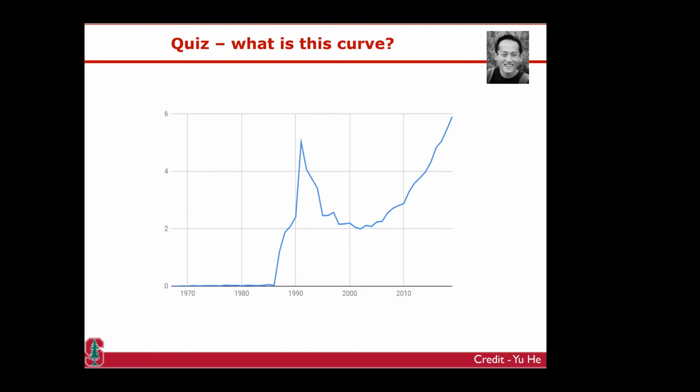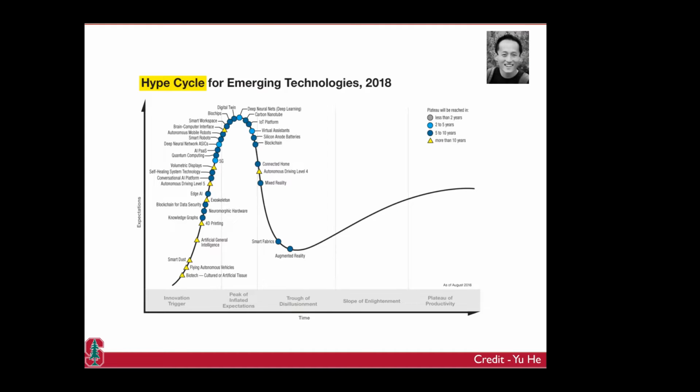Now, let me contrast that to another curve, called the Hype Cycle, for emerging technologies. There are usually five phases: starting with the innovation trigger, and then the peak of inflated expectations. You can see your favorite technology here for our field. Quantum computing is right on the rise. Then there's the trough of disillusionment, then the slope of enlightenment and the plateau of productivity.